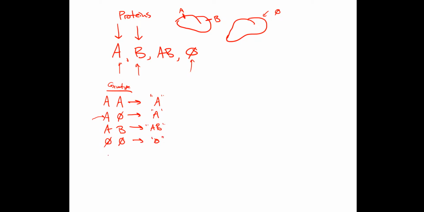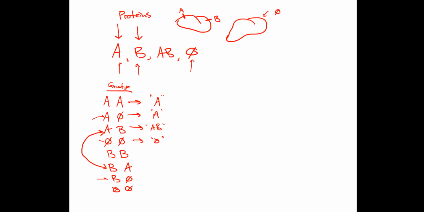And so of course the same things here hold true for B. So you can have BB, you can have BA, which is equivalent to AB, right? Those are the same. And then you can have BO, there's the smelliest blood type. And then you can have OO, which I already said up here.